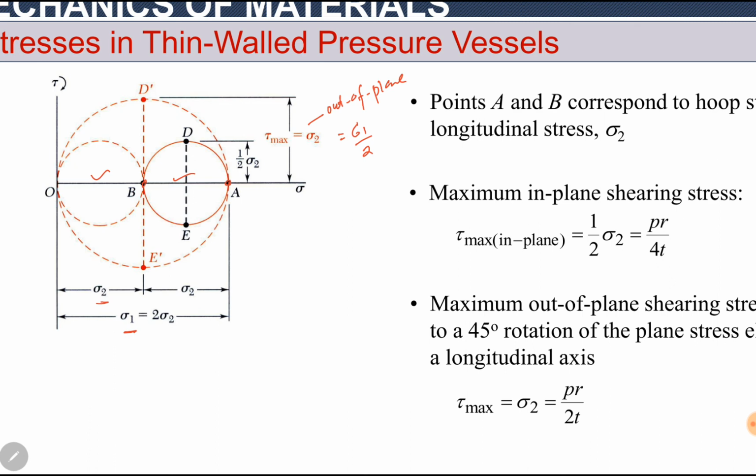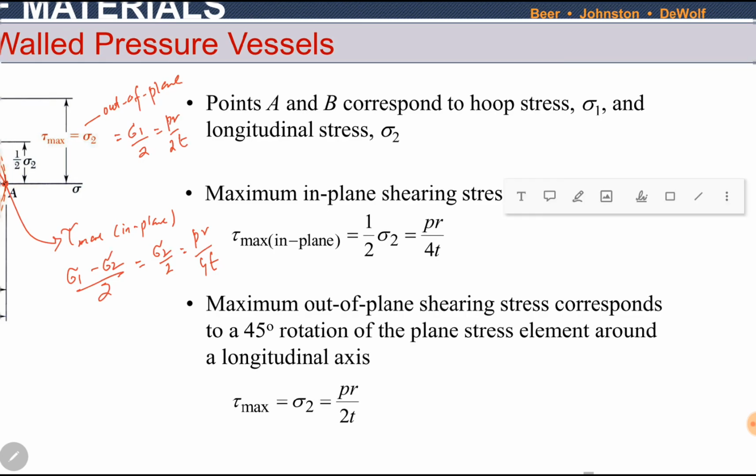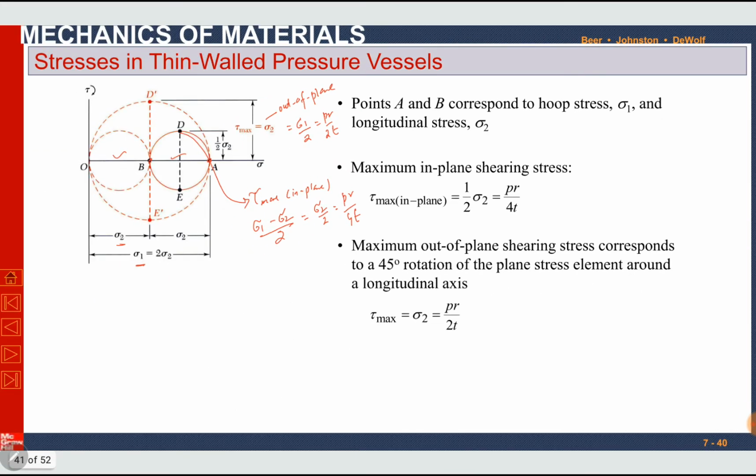Similarly, if you are asked to find the in-plane shear stress, this is tau maximum in plane, and it is equal to sigma 1 minus sigma 2 by 2, or sigma 2 by 2, or PR over 4T. This will be PR over 4T. So this is a standard Mohr circle for thin wall cylinders. You may be asked to draw the Mohr circle for thin wall cylinders, so you can draw it like this. In all the problems, the shape will be the same.